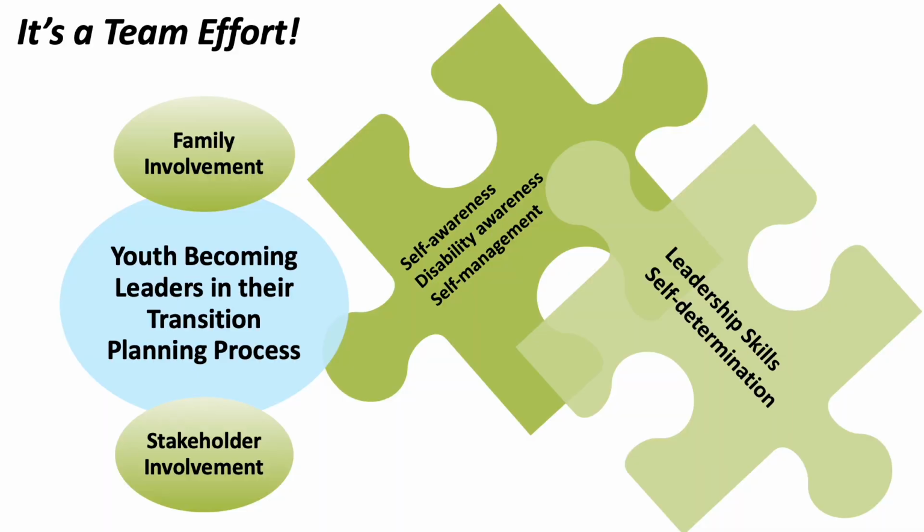Youth becoming leaders in the transition planning process is a team effort that includes both families and stakeholders working together. So families can talk to their young people about their disability. They can share their own experiences and knowledge about the IEP and transition planning process, and help their young people to better understand and navigate that process. They can support their youth's engagement in that process by nurturing growth and development across the sub-indicators that we've been talking about, so self-awareness, disability awareness, self-management, leadership skills, and self-determination.